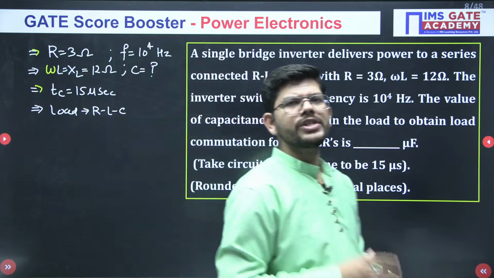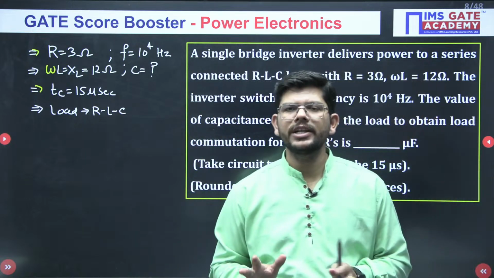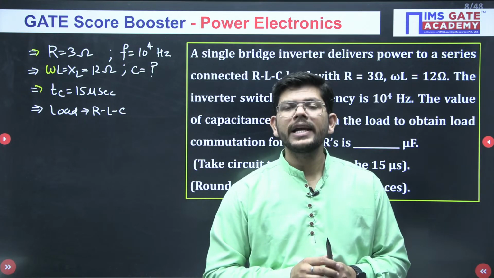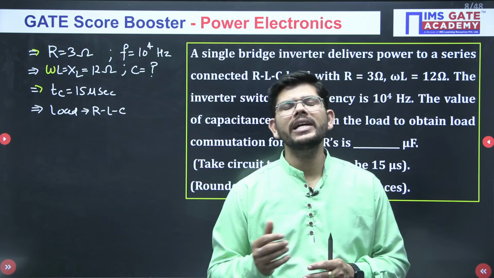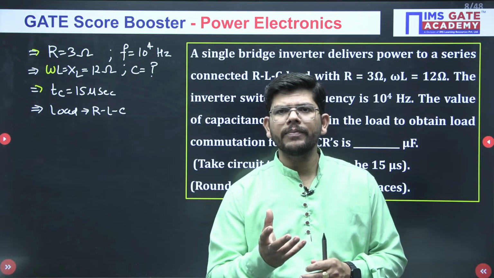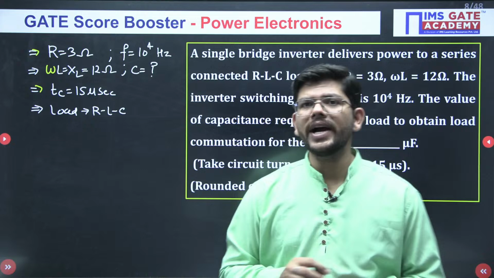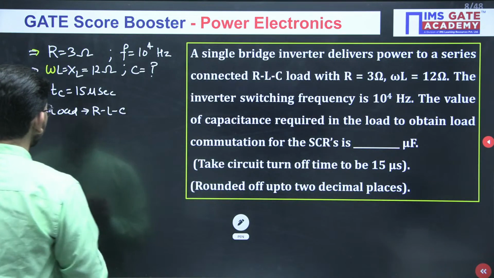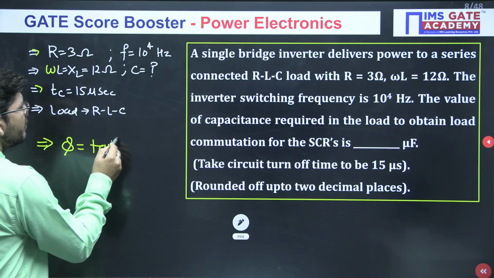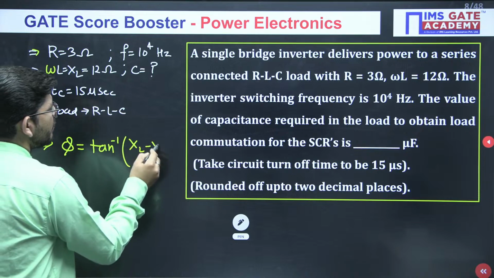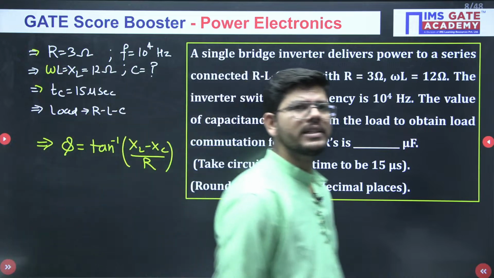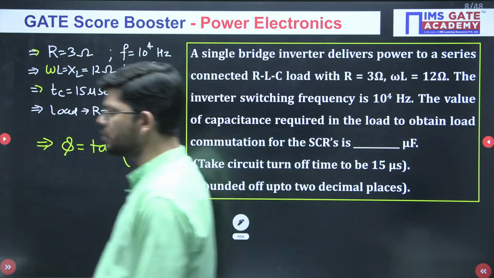So guys, in the first question you saw that we had a pure inductive load and the current was lagging the voltage by an angle phi. If we have an RLC load, the current may either lead or lag the output voltage by an angle phi. So how do we find that angle phi? You may find it like this: phi equals tan inverse of (XL minus XC) over R. This is the formula that you have to use.